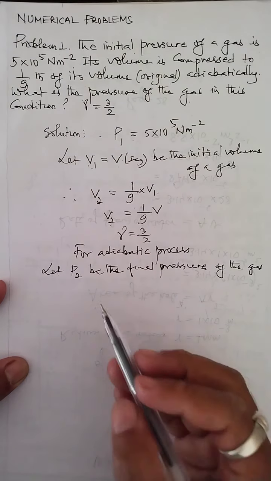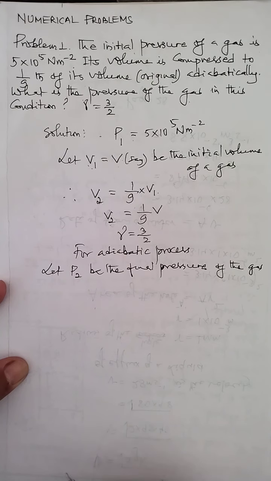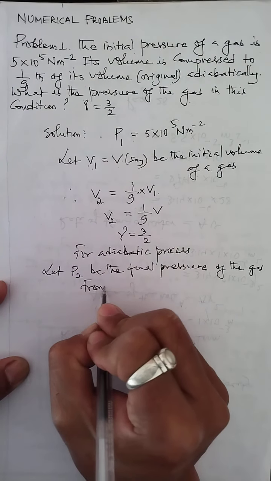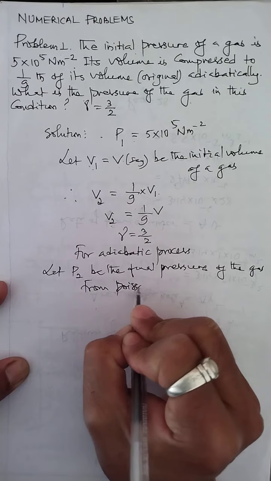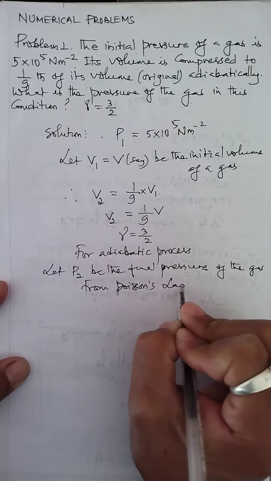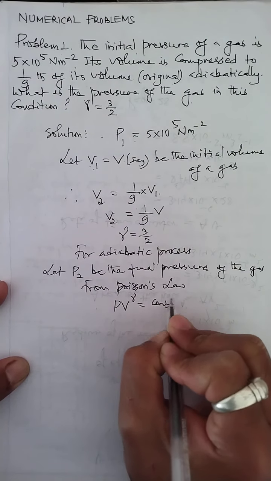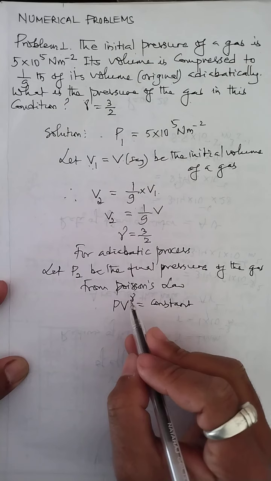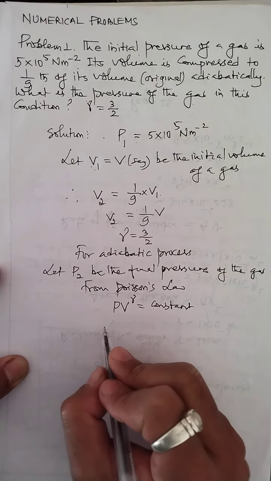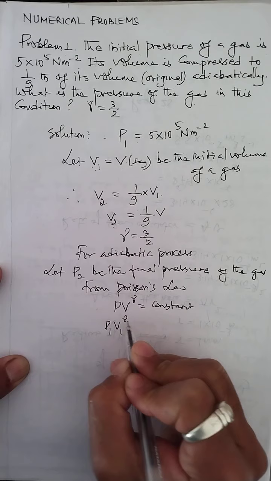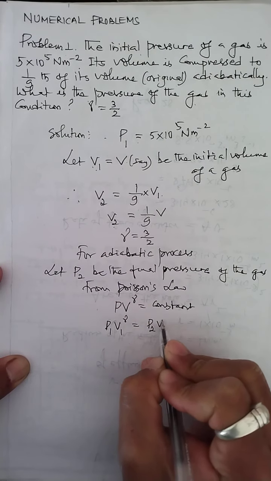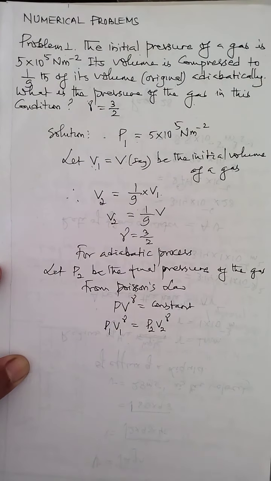So how to calculate this final pressure under an adiabatic process? For that we follow Poisson's law, because an adiabatic process follows Poisson's law. Poisson's law can be written as PV to the power gamma is constant. You have learned this part. I write the same relation now as P1 V1 to the power gamma equals P2 V2 to the power gamma.